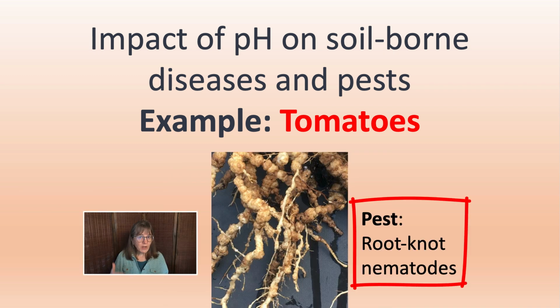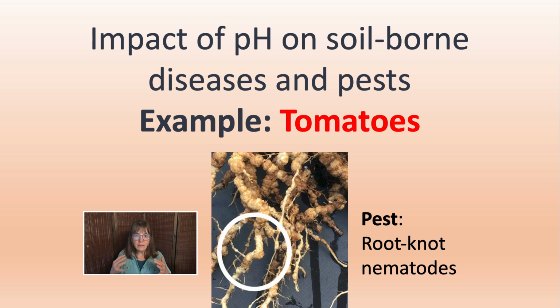Then there's the root knot nematode. These are microscopic roundworms that infect tomato roots, causing swelling and galling. Now, galling is an abnormal swelling or growth that forms on plant tissues, usually on the roots. These nematodes prefer slightly acidic soils. The solution? Bring the soil pH to more neutral levels. This can help reduce nematode populations and minimize root damage.